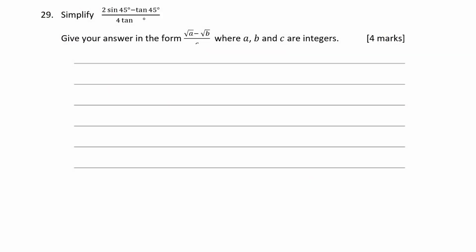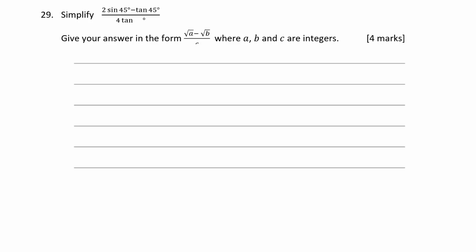Okay, question 29. Horrible one to finish with. Simplify 2 sine 45 degrees minus tan 45 degrees, divided by 4 tan 60 degrees. Give your answer in the form root a minus root b over c, where a, b and c are integers. So basically we need to recall our exact values for trig and do some surd simplifying to finish off with.